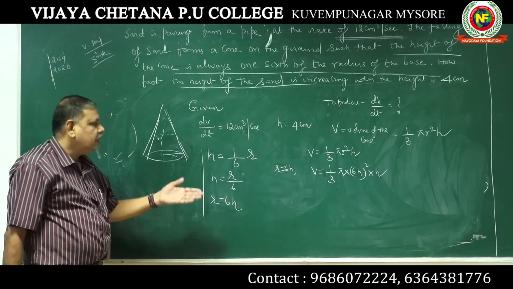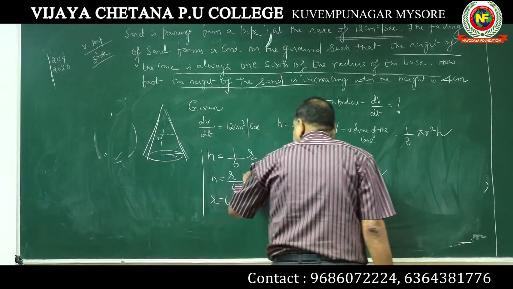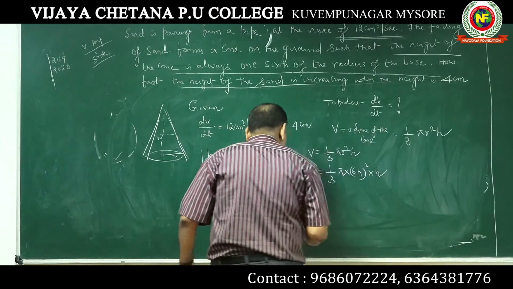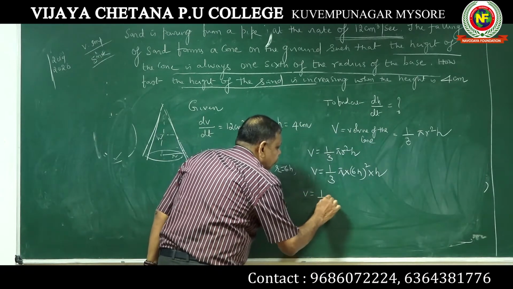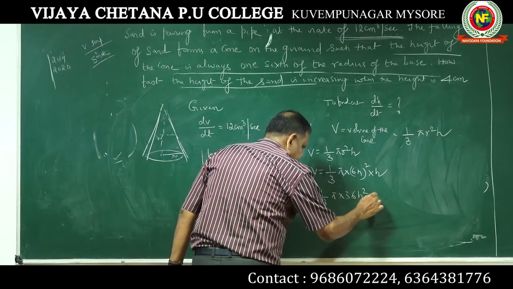I suppose you have followed. V is equal to one-third pi r squared h. Here, because h is equal to 1/6 of the radius, r is 6h. We have substituted. Next, V is equal to one-third pi into 36 h squared into h.